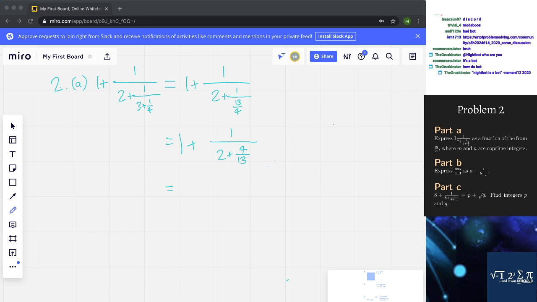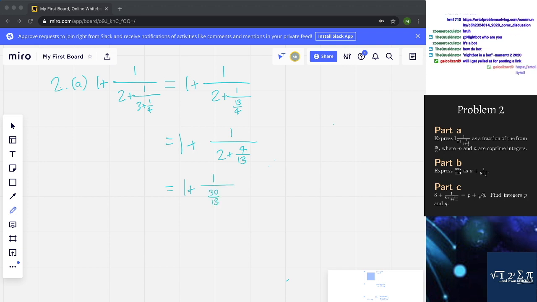Okay, so now you just keep going. 1 plus 1 by 30 by 13. And this is 1 plus 13 by 30, which is 43 by 30.